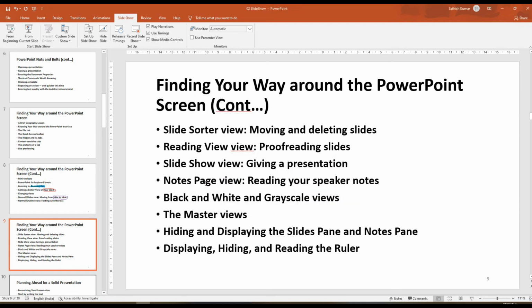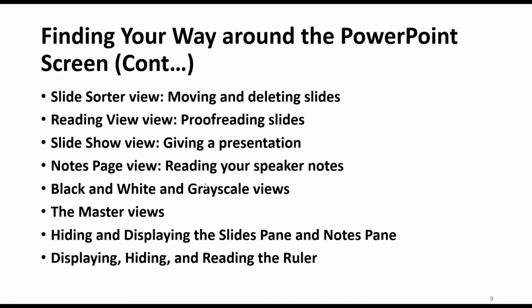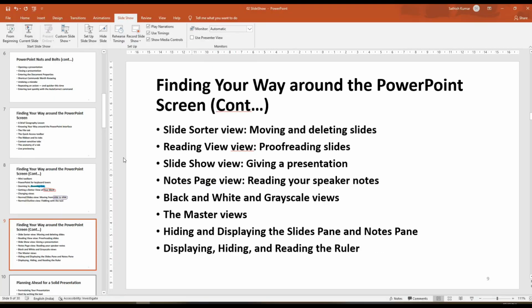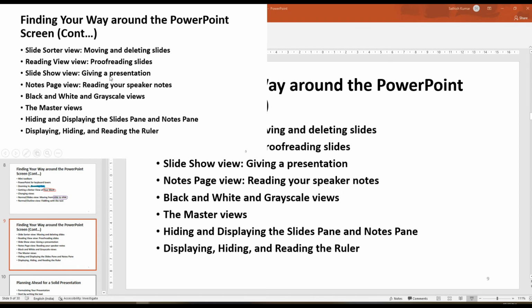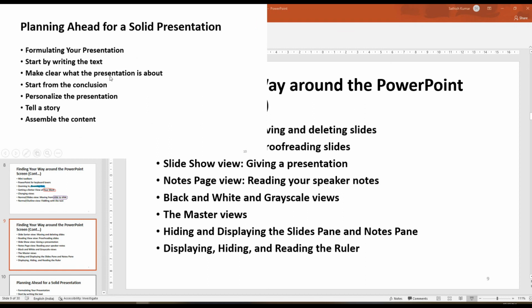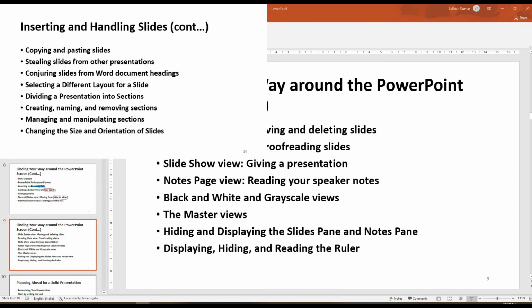Now if I run the slideshow, Shift F5, and I press Alt L, my laser pointer turns into a blue color here. Every time, instead of running the full screen slideshow and coming out by pressing Escape, I want to see the mini slideshow. Hold the Alt key on your keyboard. On the bottom, on the status bar, you can see the slideshow icon is available. Hold the Alt key and make a click. So you can see on the top, a mini slideshow is appearing here. Okay, you can go to the next slides.